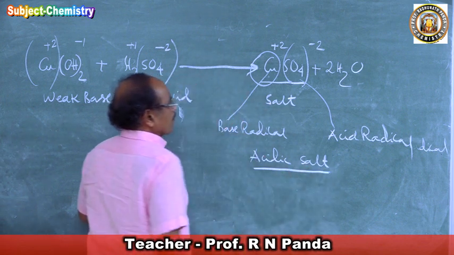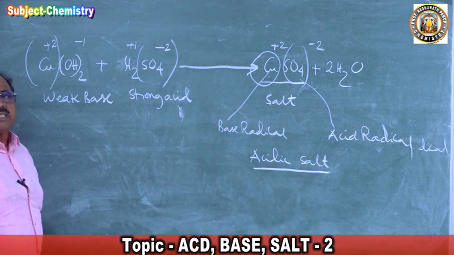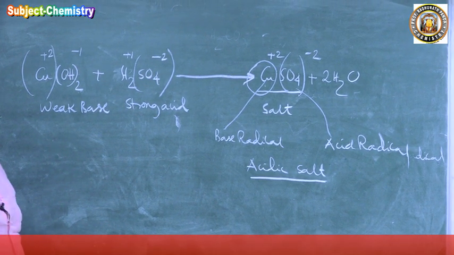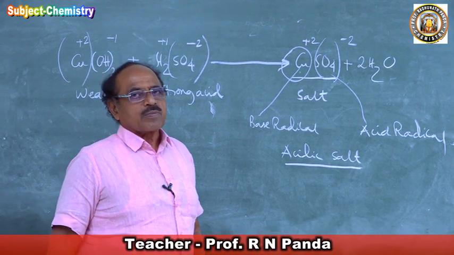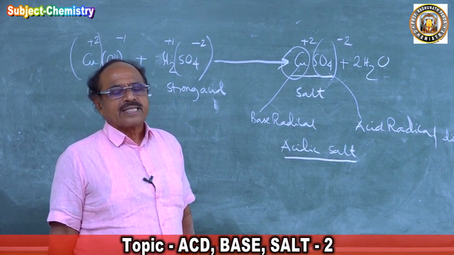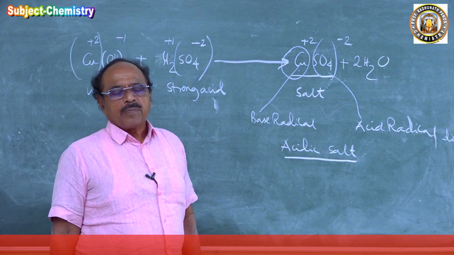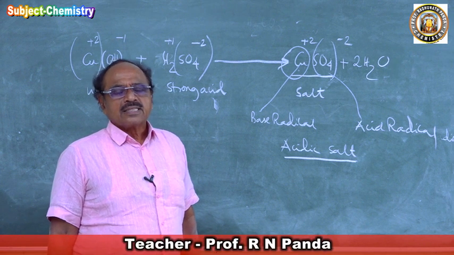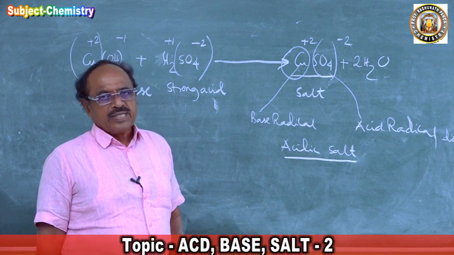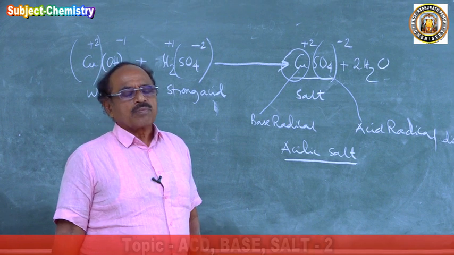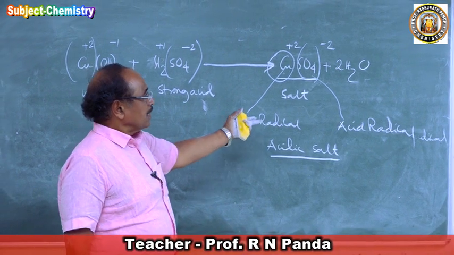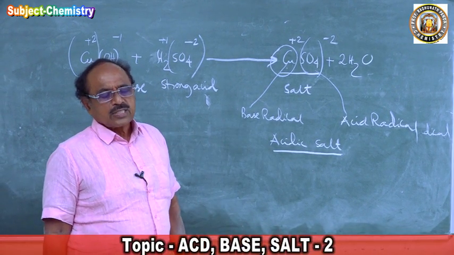Acidic salt. So copper sulfate: many times a question comes in the exam, explain why copper sulfate is acidic, or explain why sodium carbonate is basic. We will say that copper sulfate is a salt formed from copper hydroxide and sulfuric acid. Sulfuric acid is a strong acid and copper hydroxide is a weak base, hence the salt produced has an acidic character, and we say it is an acidic salt, copper sulfate.